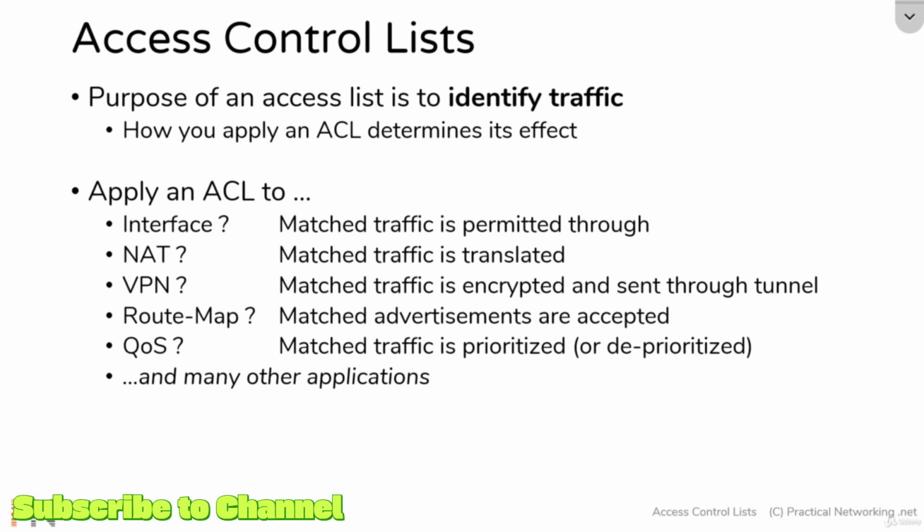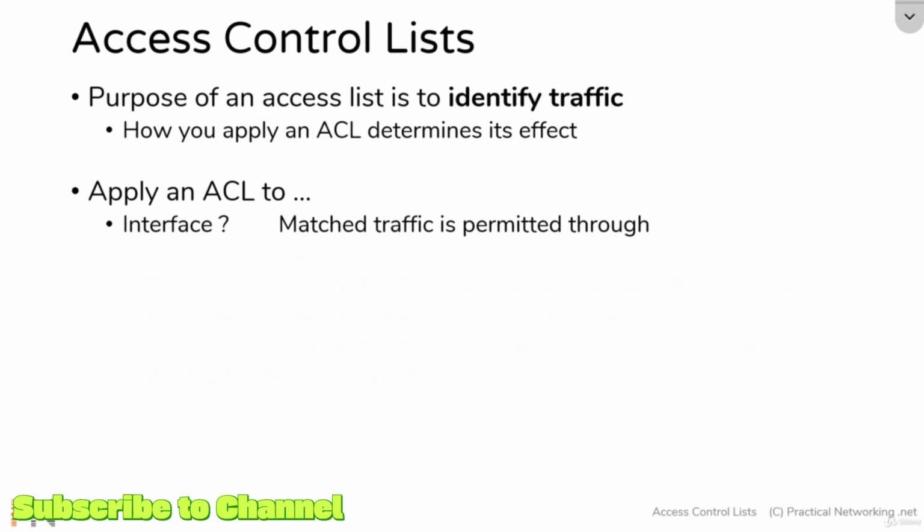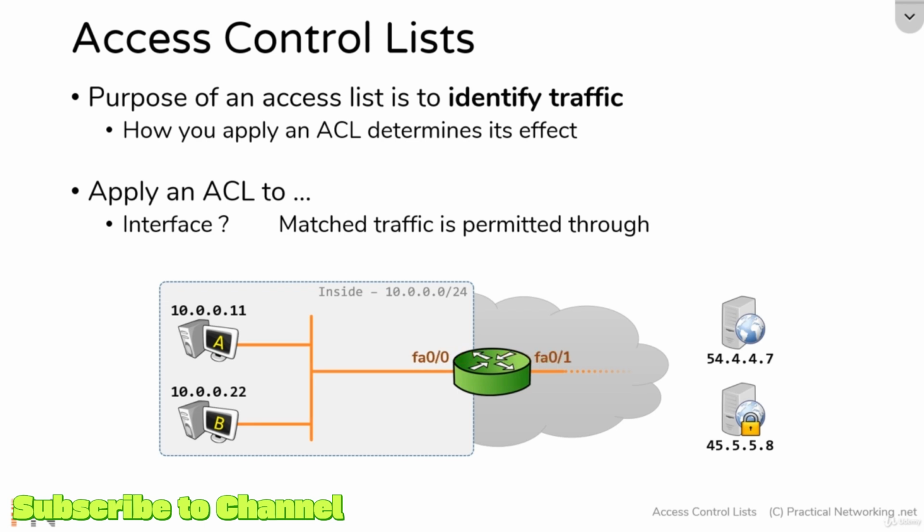Now, for the purpose of this video series, we're going to be focusing on access lists applied to interfaces, because this is the most common use for an access list. We'll be using this topology to talk through the various concepts. Our topology features a router in between the inside segment and the internet. We have a couple hosts on the inside segment and a couple hosts on the internet.